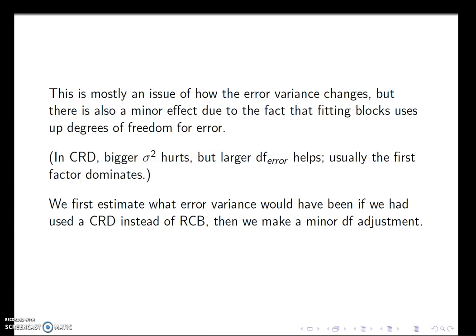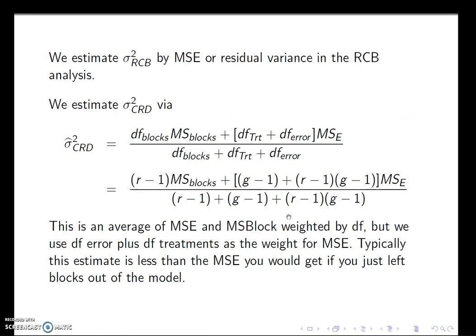So, to get this relative efficiency, we're going to just estimate the error variance using the CRD instead of the randomized complete block, and then compare that. And here's our calculation. If we estimate the error variance by MSE in a randomized complete block, then we can estimate the error variance for a CRD using this kind of a formula. Notice that this is an average of your mean squared error and your mean square block, and it's just a weighted average, though, because it's weighted by the degrees of freedom associated with each of those effects.